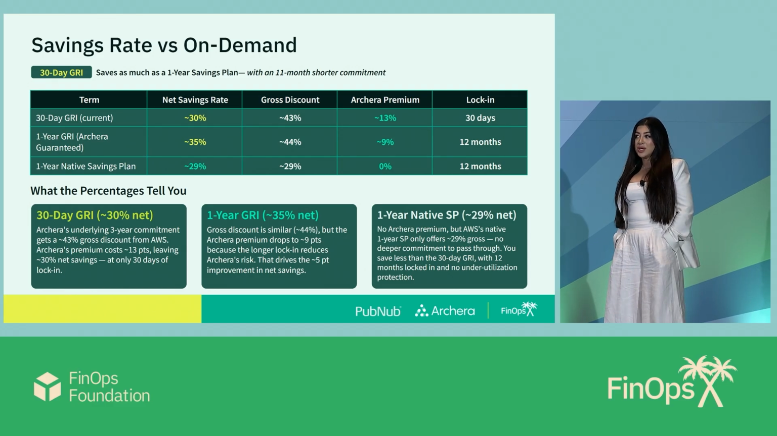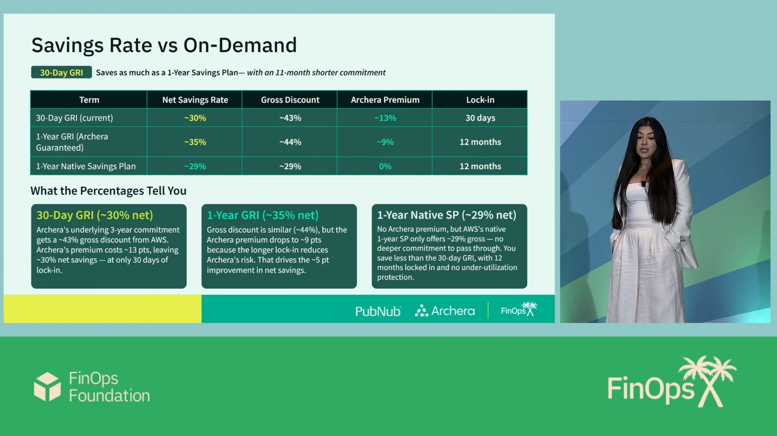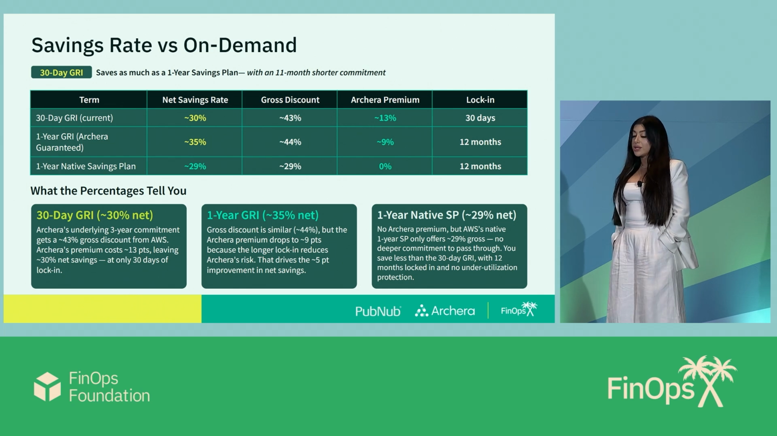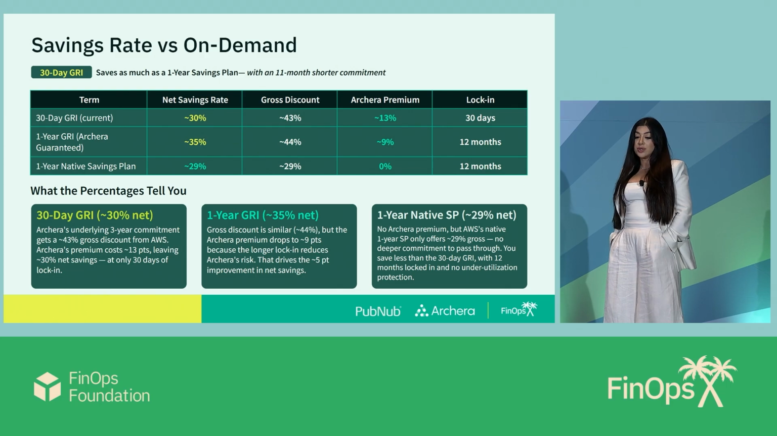So some of you may be sitting here thinking, this sounds too good to be true. How is Archera making money? How am I saving? So if we look here at the savings rate versus the on-demand rate in this table, you can see here a 30-day guaranteed commitment with Archera, just looking at our guaranteed reserved instance variant, has a net savings of about 30%. If we look at the gross discount, that's 43%. So you can see Archera takes 13% as a risk premium, and the remainder of the savings go to you.